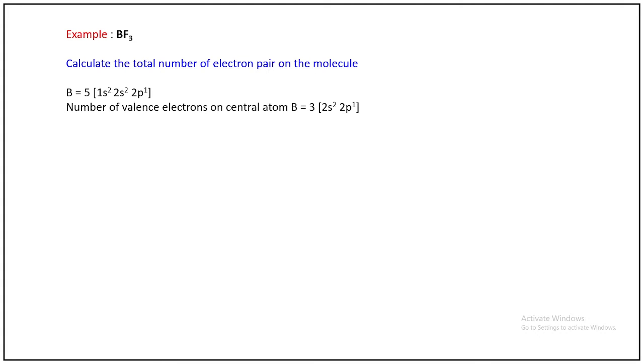BF3. In BF3, our first job is to find the central atom, which is boron. Boron we know has 3 valence electrons.